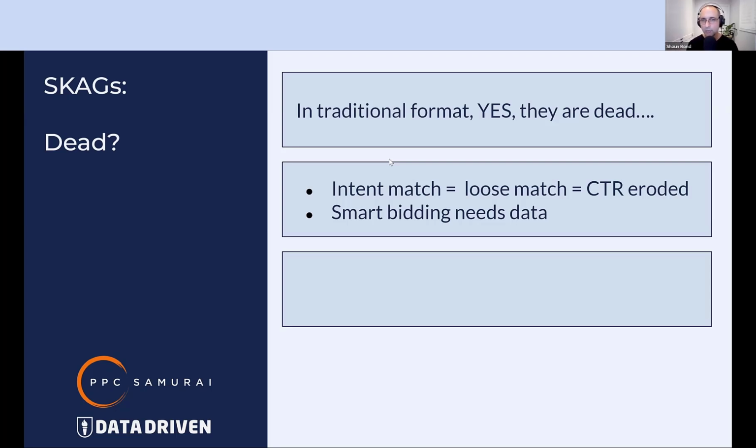If you look through the search term report and you put your keyword column in there, you can scratch your head some days and wonder what Google was thinking when they matched one thing to another. So what that does effectively is it erodes the effectiveness of the single keyword ad group and the siloing of data.